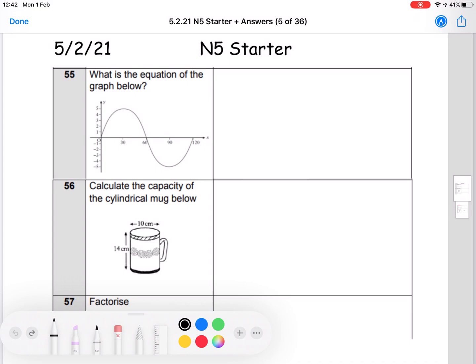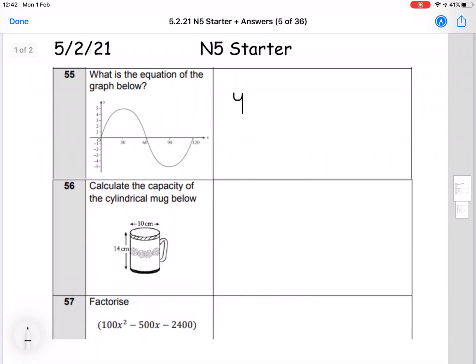So question 55, we have a trig graph here. We're asked for the equation of the graph. So the first thing we would need to do is identify whether this is a sine graph or a cos graph. And you can see by the shape of this that it goes up to begin with, that that's a sine graph. We then can see that the maximum point we have is at 5 and our minimum point is -5. So our amplitude is 5.